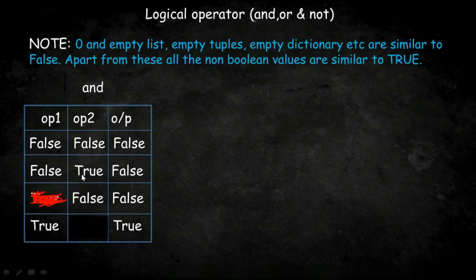Now observe the third point. Here the second operand is false. So no matter what the value of the first operand is, the answer is always going to be false. Because in case of AND operator, we know that if any of the operands is false, then the final answer will be false. And in the last point, we have true as the first operand. So our output will be the same as the value of the second operand. Here it is true, so the output will be true.